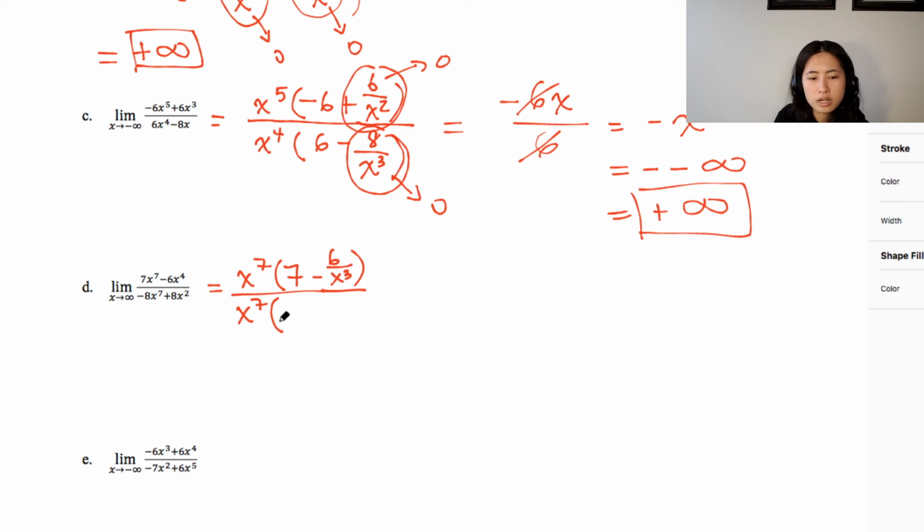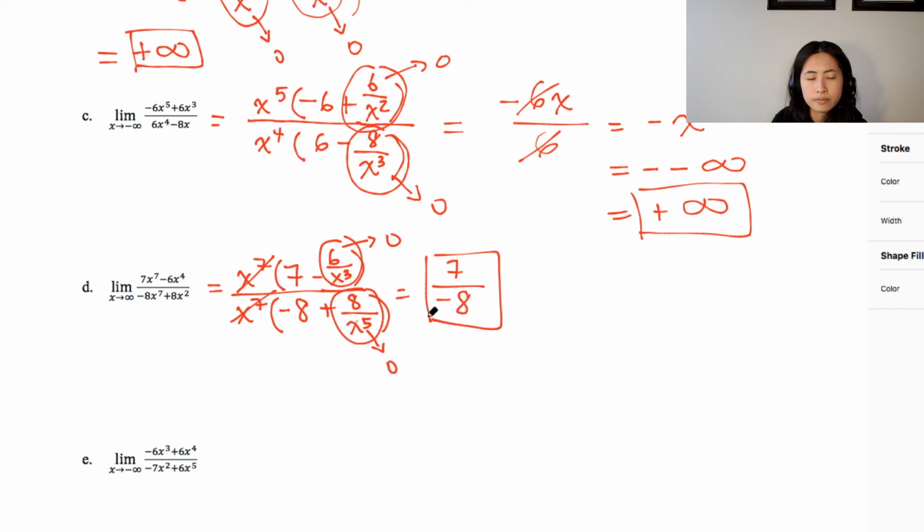And in your denominator, you would have negative 8, and this is plus, now this is going to be 8 over x raised to the power of 5. Okay, you can cancel this out, and you can also cancel this out. This limit approaches 0. This limit approaches 0 as well. So you're going to be left with 7 over negative 8. So that's your limit.